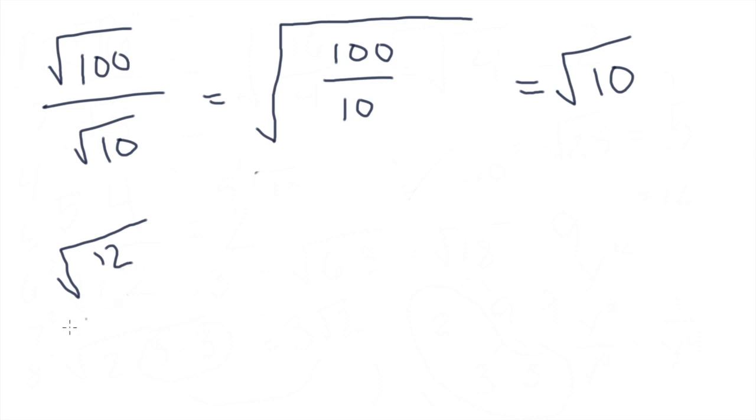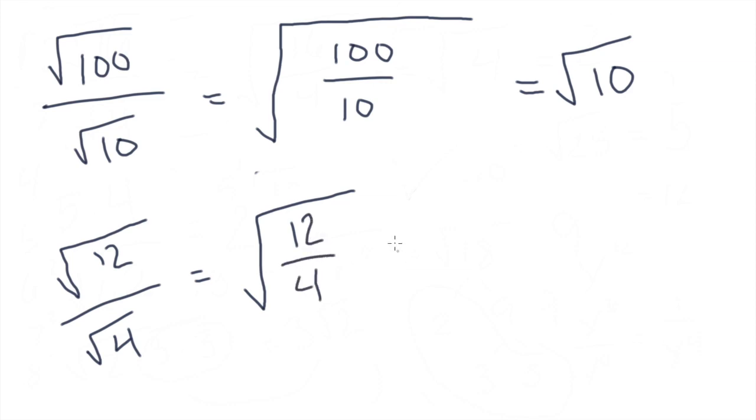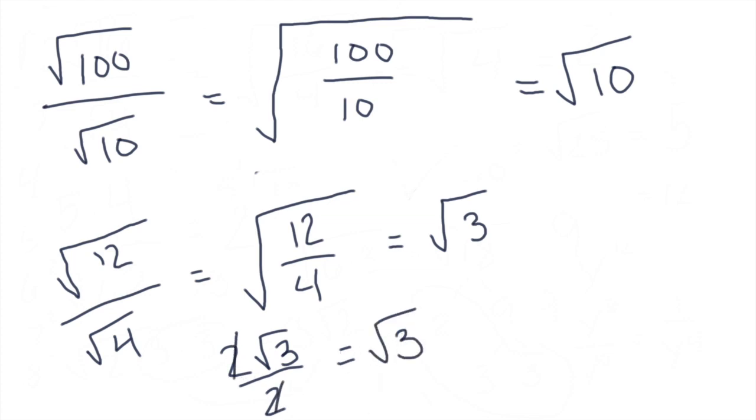Let's try another one. Let's try the square root of 12 divided by the square root of 4. So I can simplify this into being a big square root of 12 over 4, which is going to reduce to be the square root of 3. What I also could have done is I could have reduced 12 and 4 separately. So the square root of 12 would reduce into 2 root 3, and the square root of 4 would reduce into 2. Those 2's would cancel out, and then we'd be left with the square root of 3.